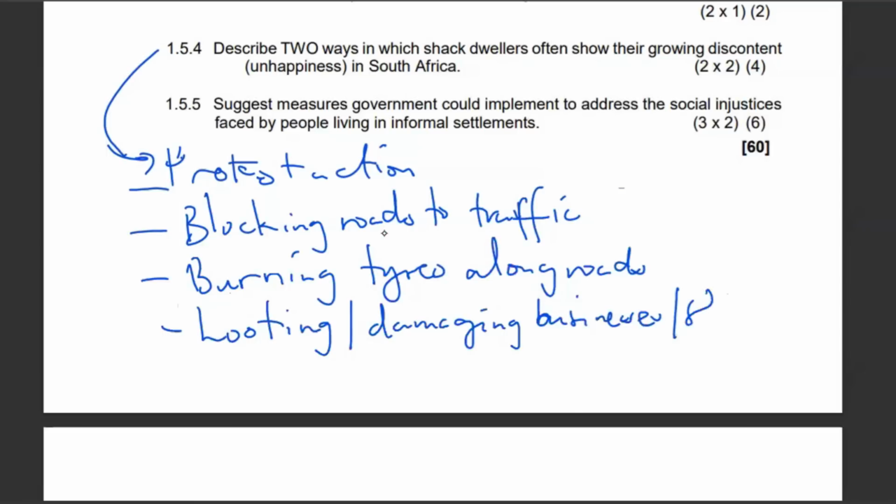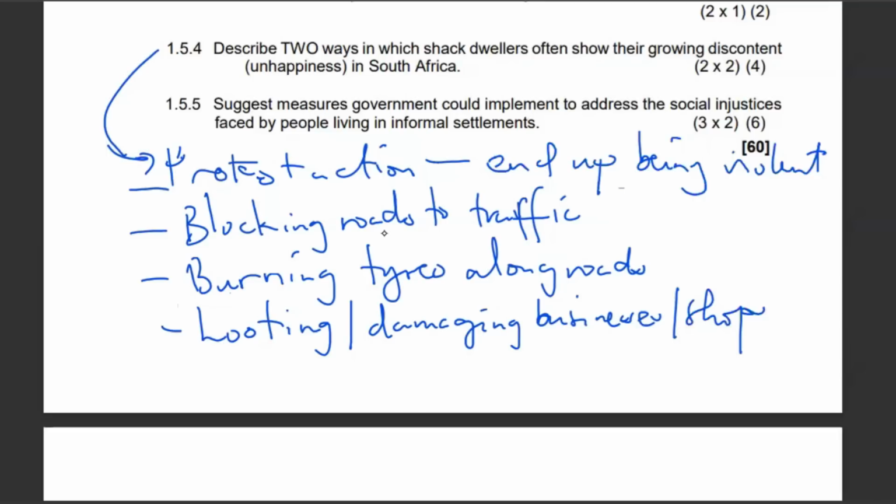Or the shops. That is how people show their discontent. But not limited to this, there are some other ways that you can also talk about. But we are saying they can take protest action, they can protest. And usually those protests, in most instances, will end up being violent. They don't engage mainly in peaceful protests. Then blocking of roads and traffic, and also burning of tires as a way of showing their discontent, and also looting and damaging businesses and shops.